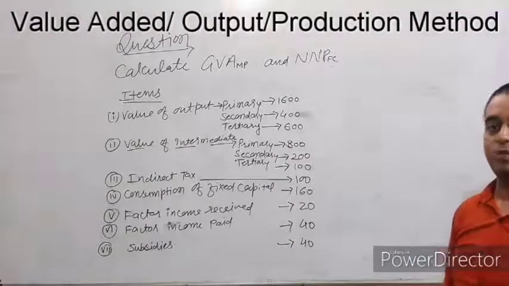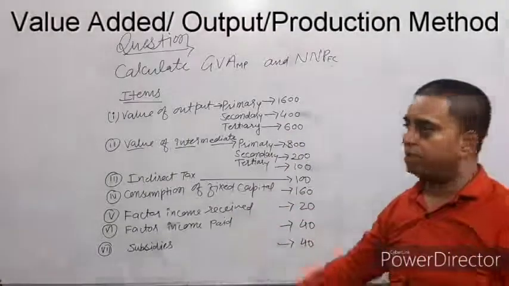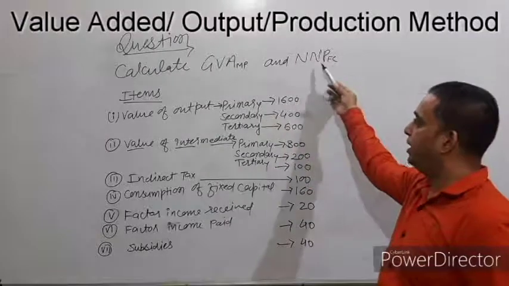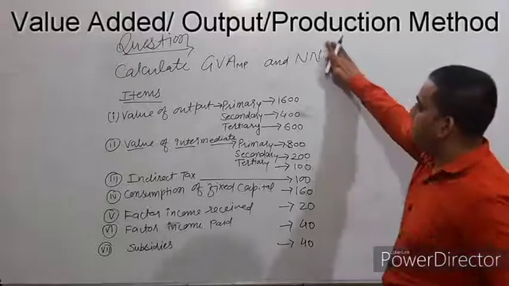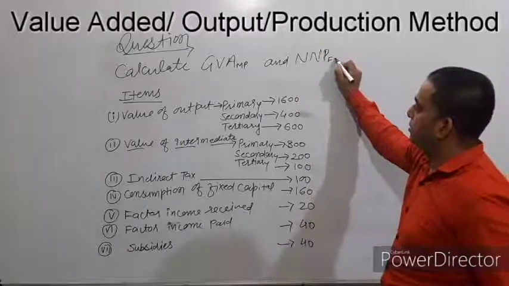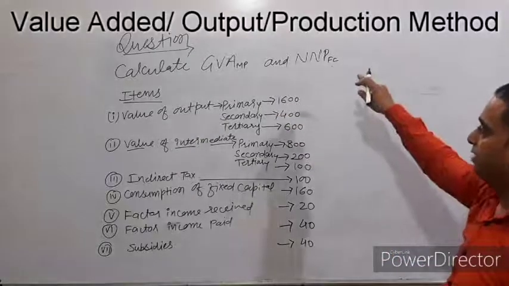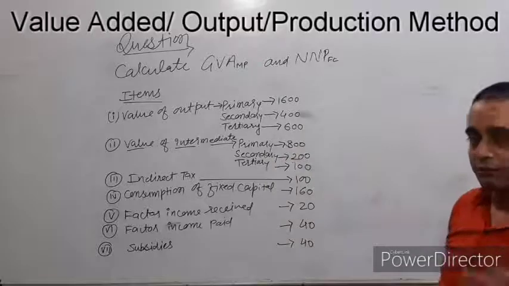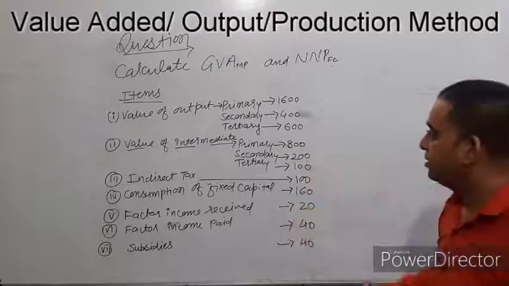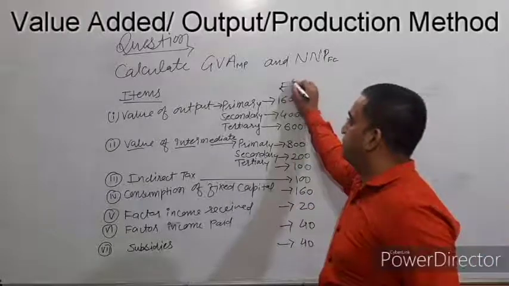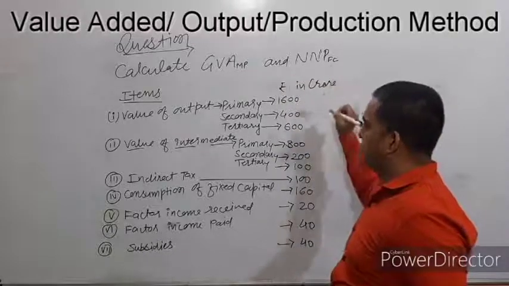So the value-added method we can understand with the help of one question. The question is here: calculate GVAMP and NNPFC, right? GVAMP and NNPFC, gross value added at market price and net national product at factor cost, right? What is in the question? Items and rupees in crore, right?